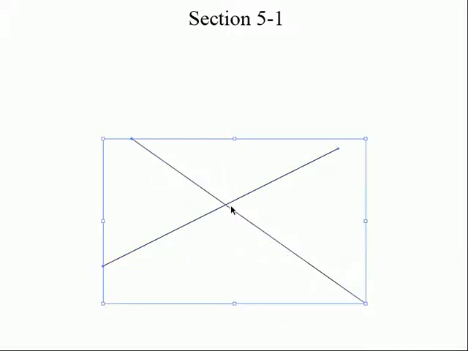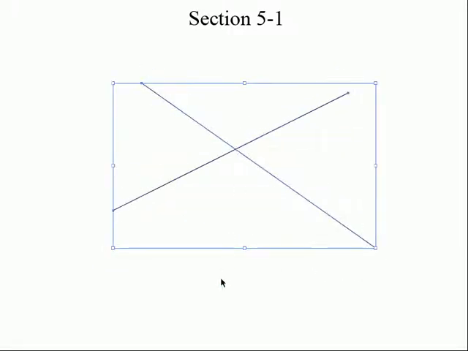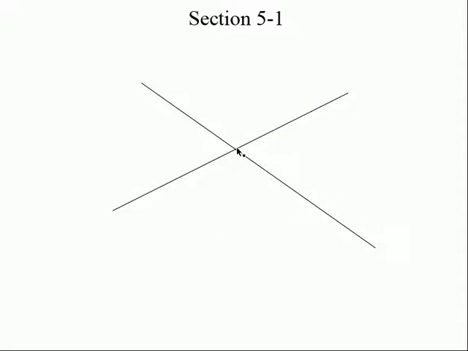Let me just introduce a word to you that you probably haven't heard before. If I had two lines, any two lines in a plane that are not parallel to each other, what will they always do? They'll always intersect each other. Very good. Two lines will always intersect each other as long as they're not parallel.